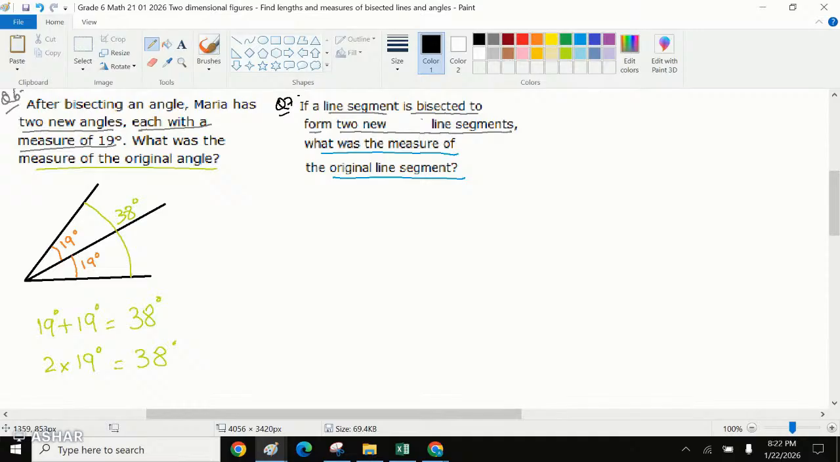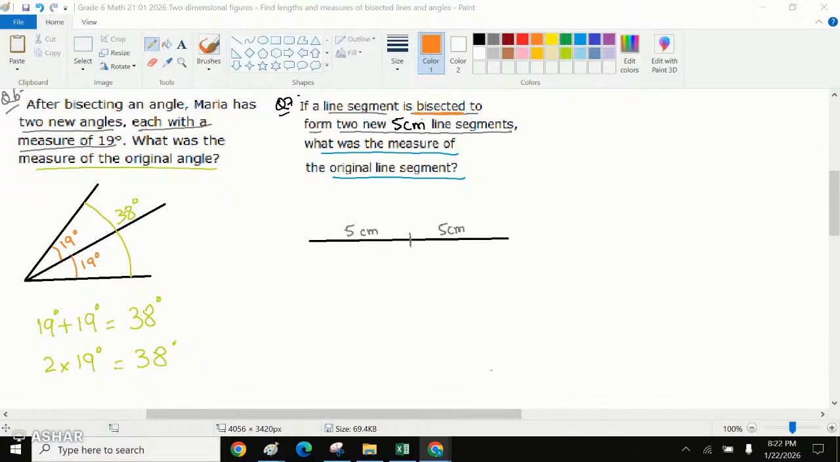If a line segment is bisected to form two new line segments, each 5 centimeters, right? That means if there was a larger line, it was broken down into half and each segment had a length of 5 centimeters. Bisected, because we can read the word bisected over here. And bisected means the total length is divided into two equal parts. Okay, what should be the measure of the original segment of the line?